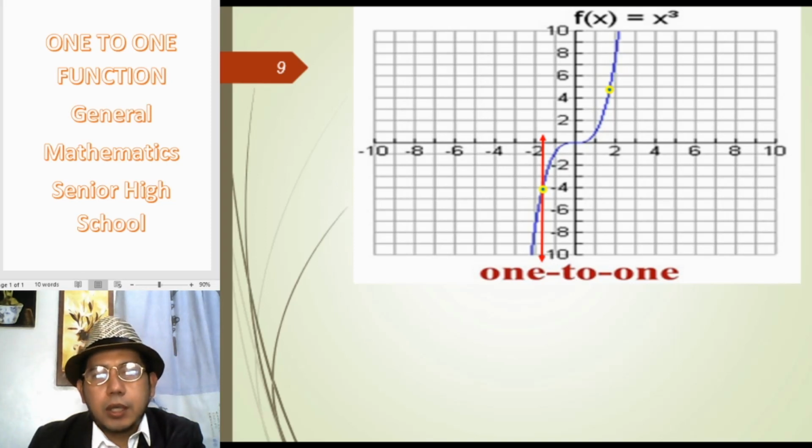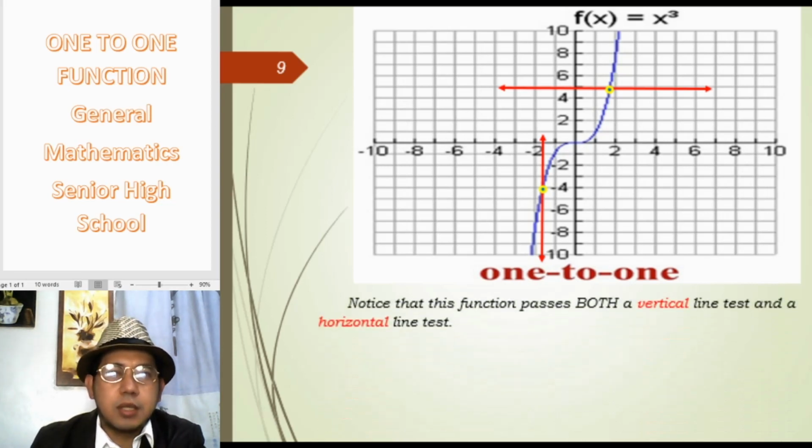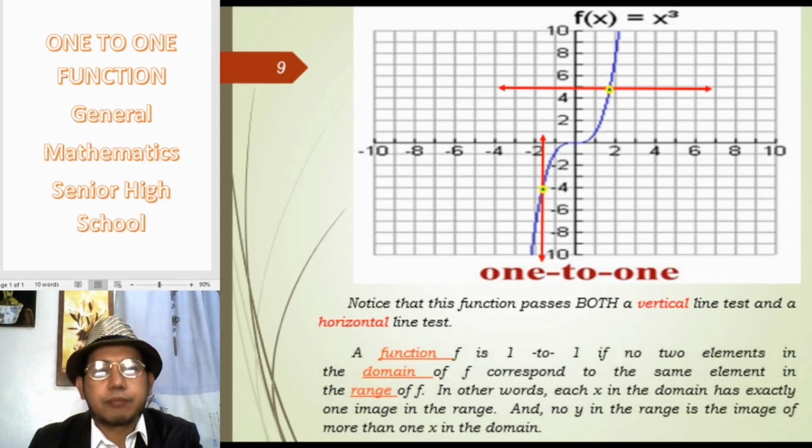Now, again the question is, is this a one-to-one function? Yes. Why? Because as you can see, it will pass the test using the horizontal line test. And this horizontal line will pass through the graph at exactly 1 point. Okay? Notice that this function passes both the vertical line test and the horizontal line test.